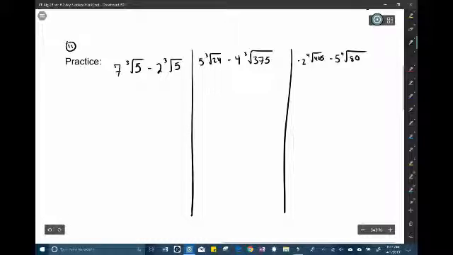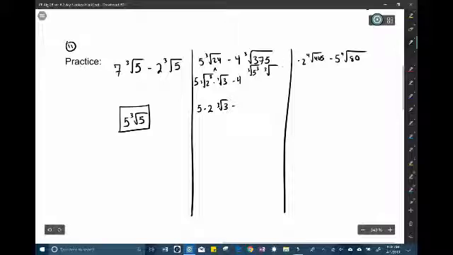7 minus 2, we have the same radicals, so that's just 5 cubic roots of 5. That should be all that one is. For 24, we're thinking of things to the third. So 2 to the third would be 8, and then times the cubic root of 3. Okay, so we have 5 times 2, minus 4, let's see, 5 to the third is 125, times 3.